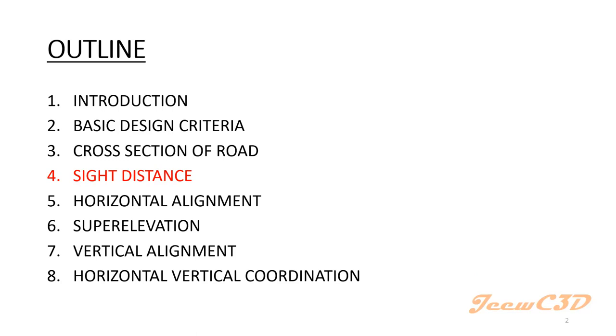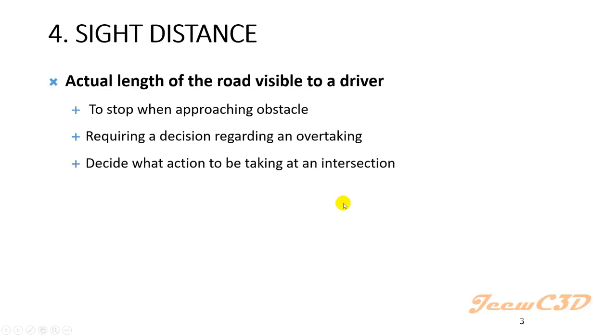In this video, we are going to look at the sight distance of roads. In the previous video, we got an introduction and we learned about the basic design criteria and the cross-section of a road. In this video, what we'll be looking at is the sight distance of the road. So, what is sight distance? Sight distance is the actual length of the road visible to a driver.